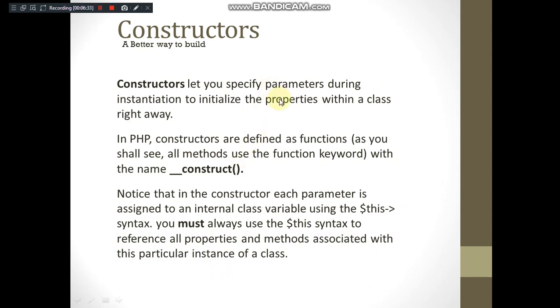Constructor, we know that it allows you to specify the parameters during instantiation to initialize the properties within a class. In PHP, constructors are defined as functions, that is what we call a method. You can also use the name underscore construct as well. We can also make use of this syntax to reference all properties and methods associated with this particular instance of a class.